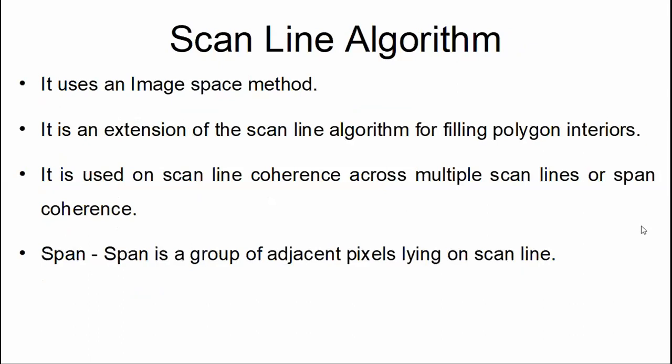Now, to start with the scanline algorithm, it uses an image space method. As discussed in the earlier sessions, if we want to detect the visible surface, we have two approaches available, that is object space method and the image space method. So this algorithm uses the image space method, where it deals with the projected image, or at the pixel level calculations are done over here. It is an extension of the scanline algorithm for filling polygon interiors.